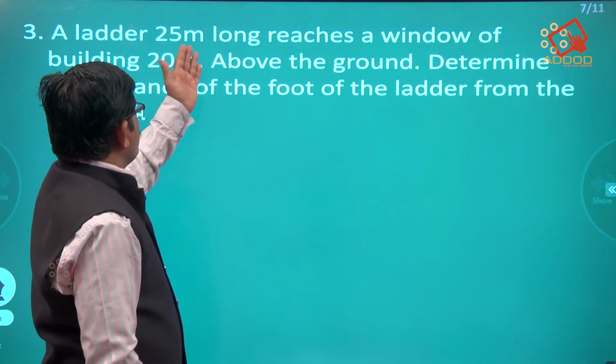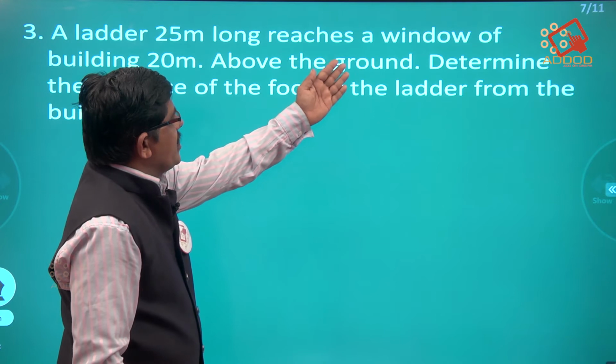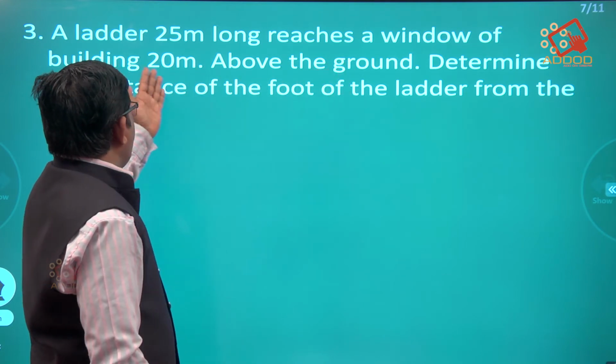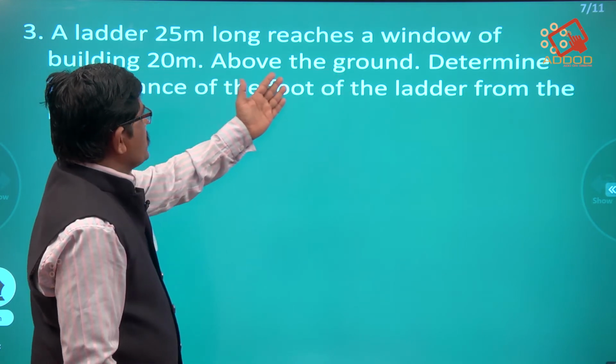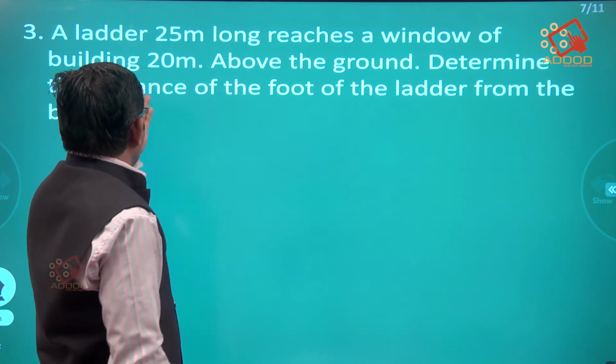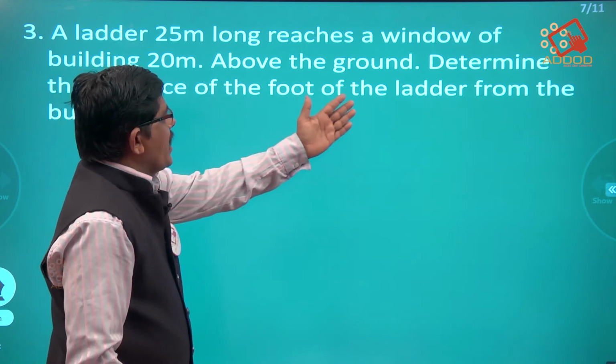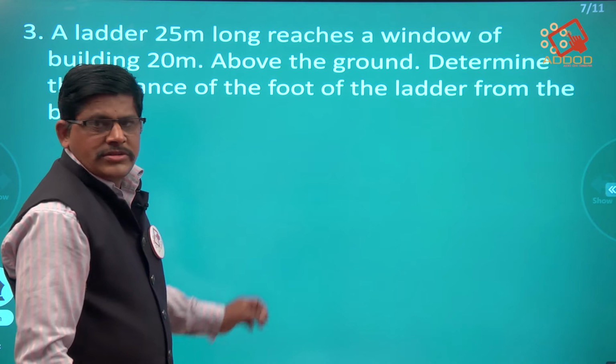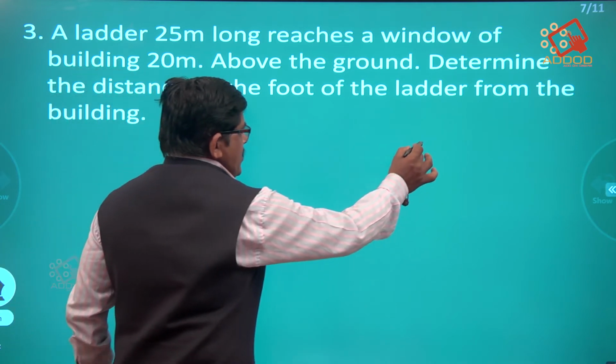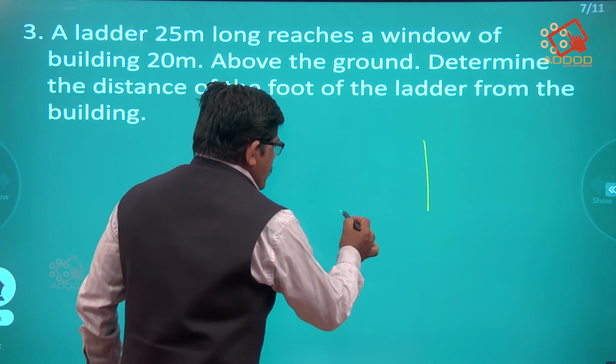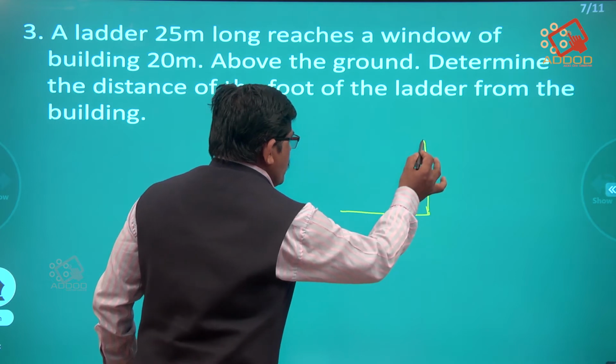Here a ladder is 25 meters long and reaches a window of a building 20 meters above the ground. Determine the distance of the foot of the ladder from the building. First draw the figure. It is a triangle figure. Draw the figure.